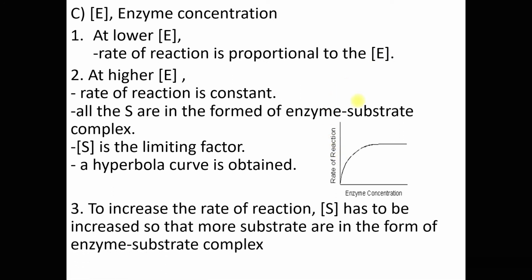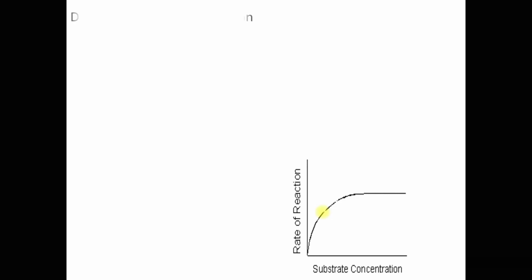To increase the rate of reaction, what do we do here? Since the substrate concentration becomes the limiting factor, we increase the substrate concentration, so that more substrate are in the form of enzyme substrate complex. All right, now the fourth factor is the substrate concentration.